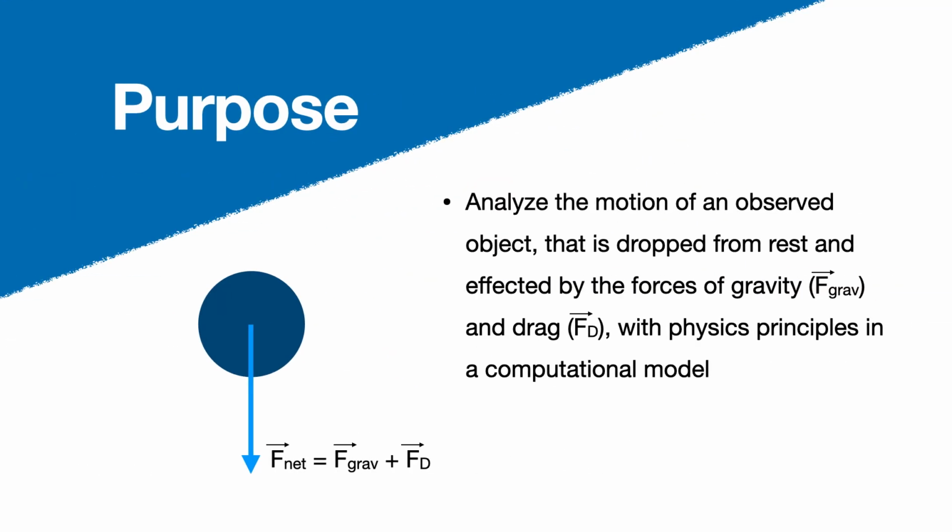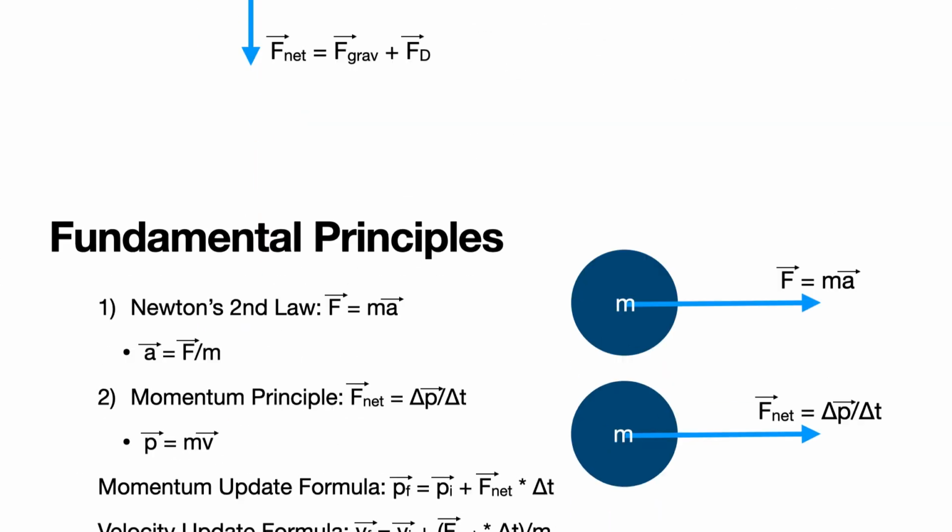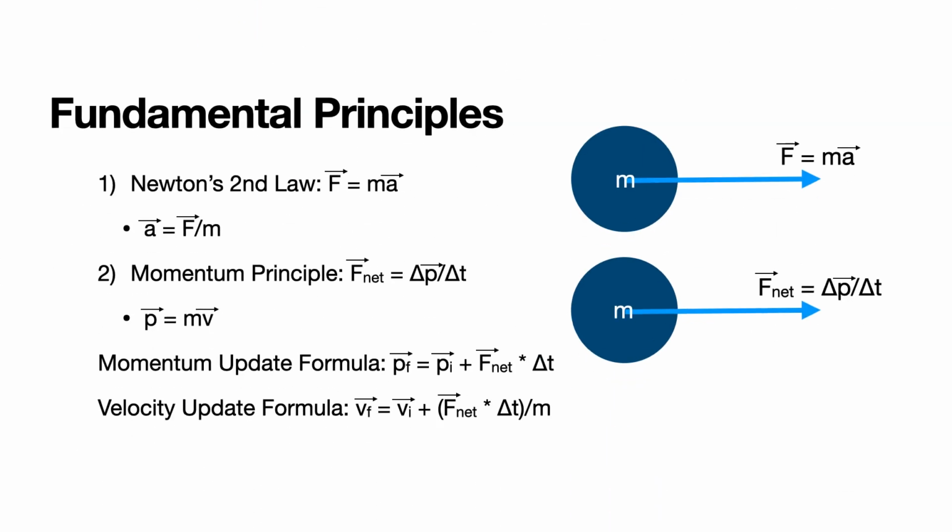The purpose of this lab is to analyze the motion of an observed object that has dropped from rest and is affected by the forces of gravity and drag, with physics principles in a computational model. In this lab, I will be using Newton's second law and the momentum principle. Newton's second law is force equals mass times acceleration, which tells us the acceleration of an object is directly related to how much force is applied to the object.